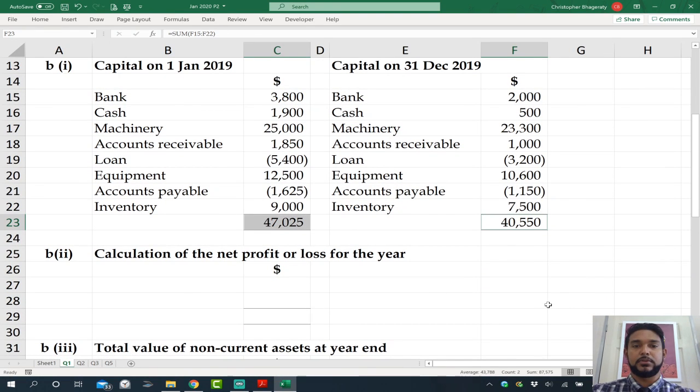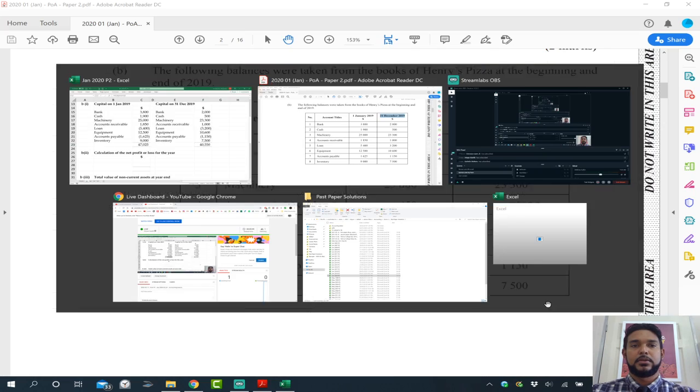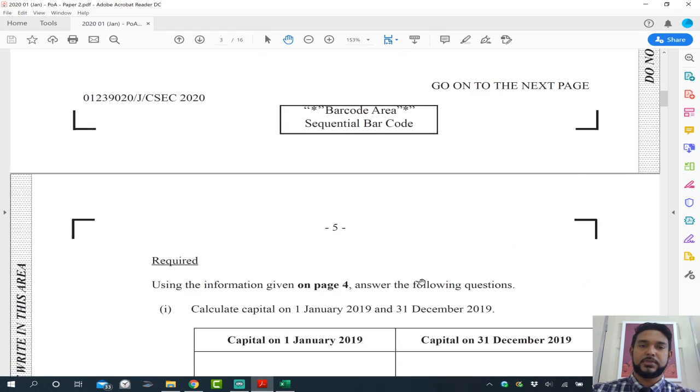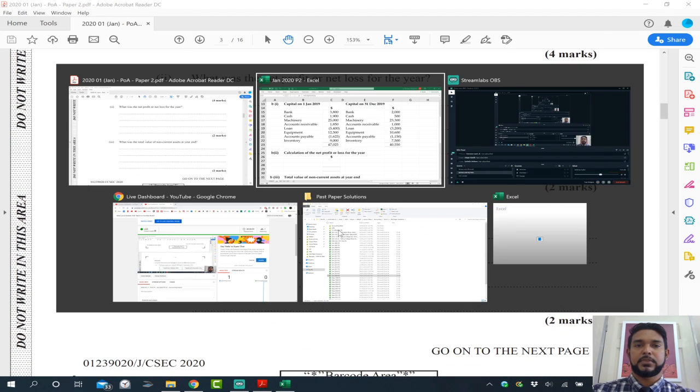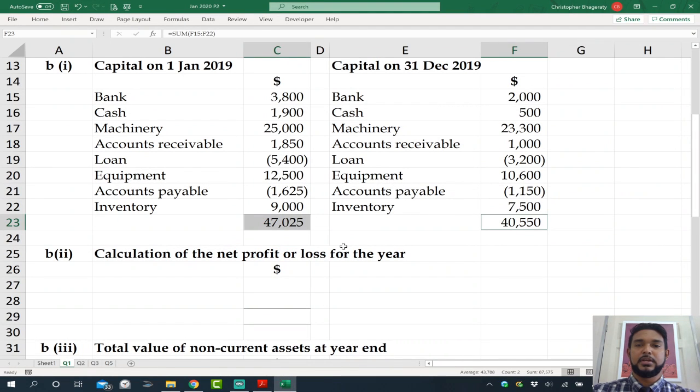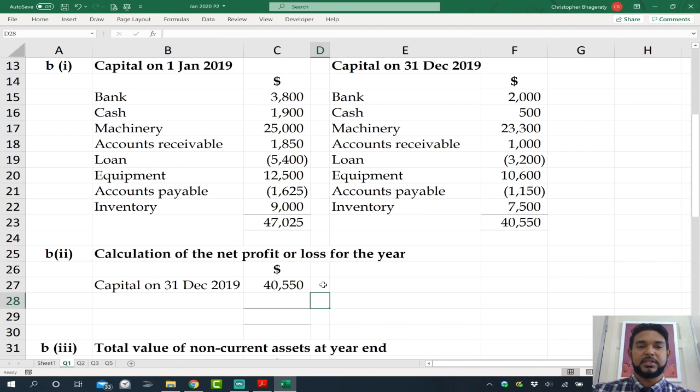Calculate the net profit or loss for the year. So let me just show you that that's what they asked for here. What is the net profit or loss for the year? So what we will do is we will simply compare these two figures and state that, right? So the capital at the end was 40,550, capital at start was 47,025, and you just subtract. You find the difference, and that is the loss for the year.